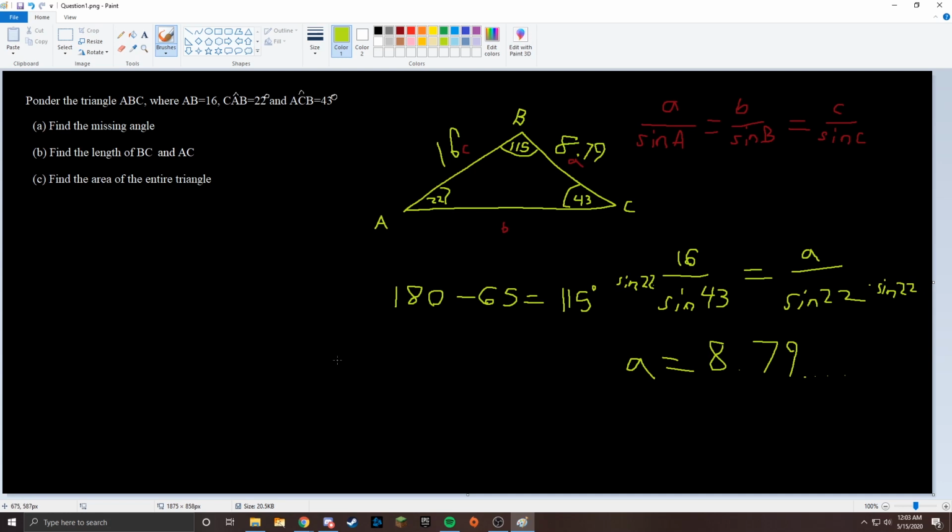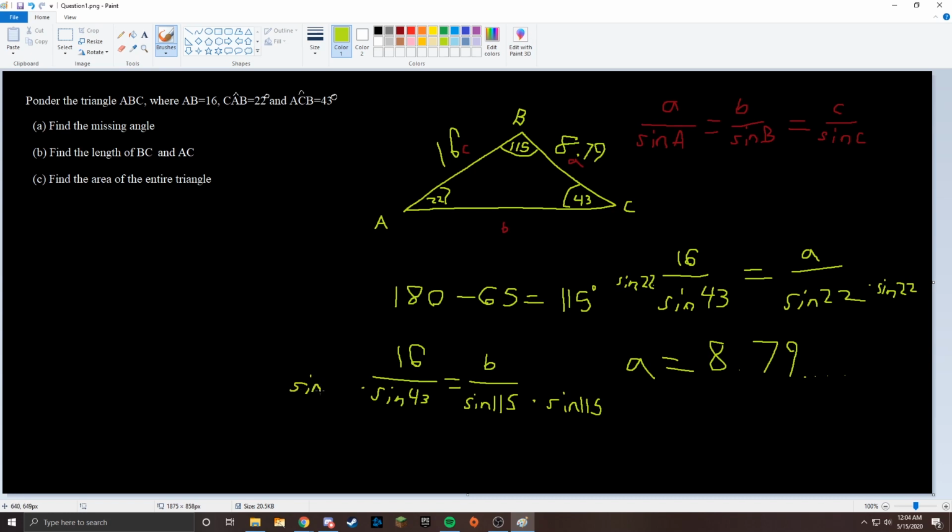Alright, and now for the last one. Let's use 16 over sine of 43 again. This is one of my favorite math rules. So versatile. Alright, and we need to solve for b. So, it's going to be the sine of 115. And again, you're going to want to multiply by sine of 115.